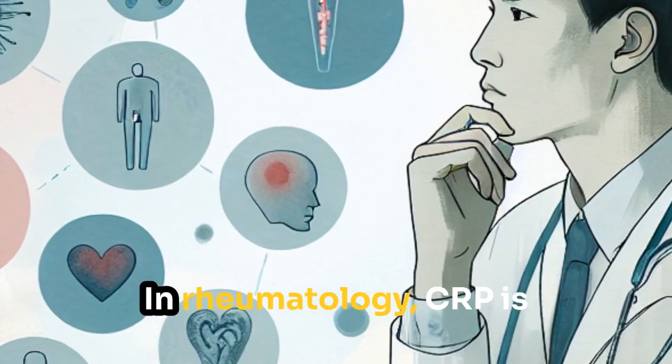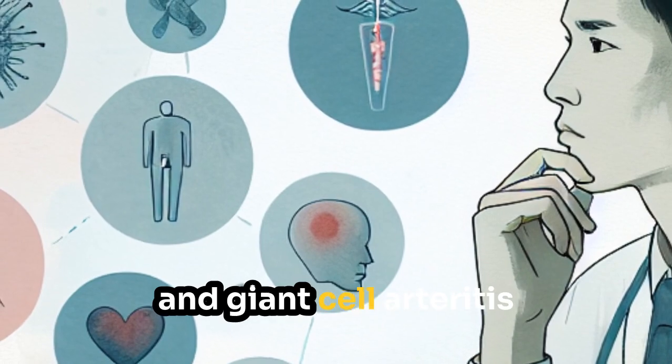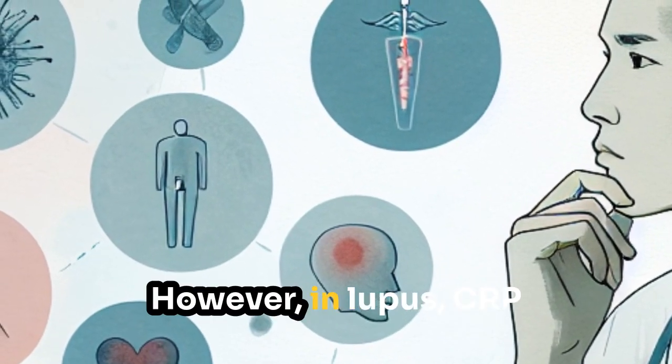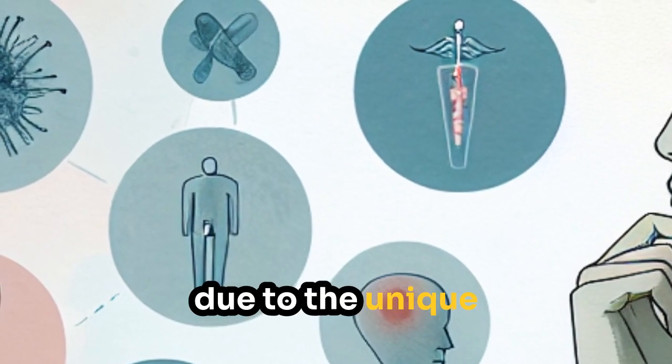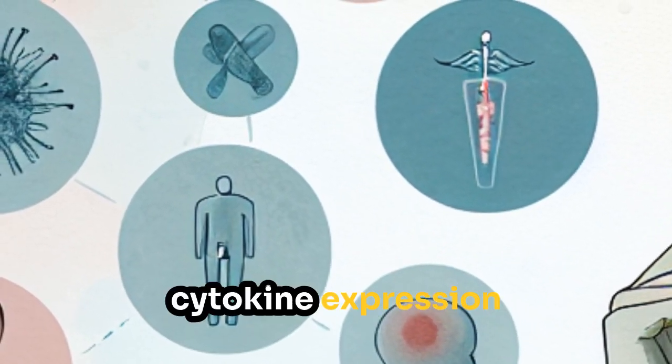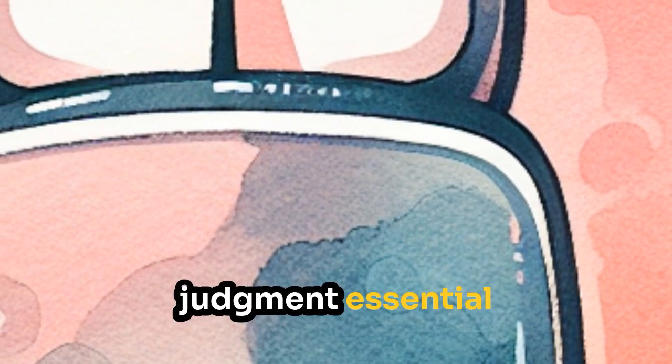In rheumatology, CRP is elevated in diseases like RA, psoriatic arthritis, and giant cell arteritis. However, in lupus, CRP can remain normal despite active disease due to the unique way lupus modulates cytokine expression. This makes context and clinical judgment essential.